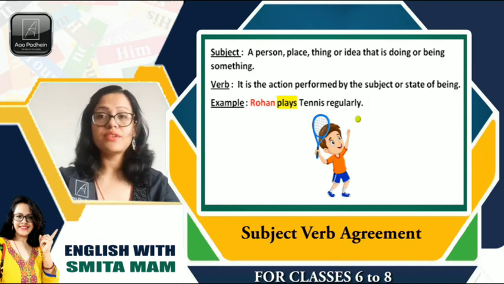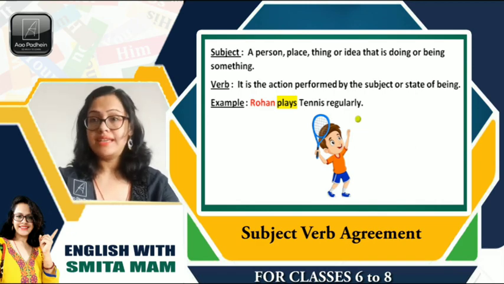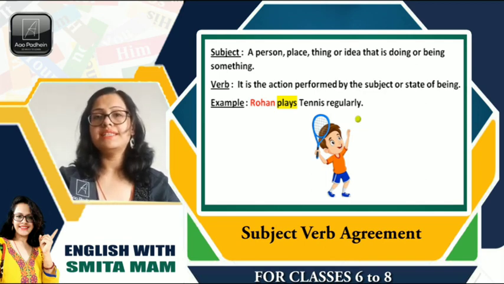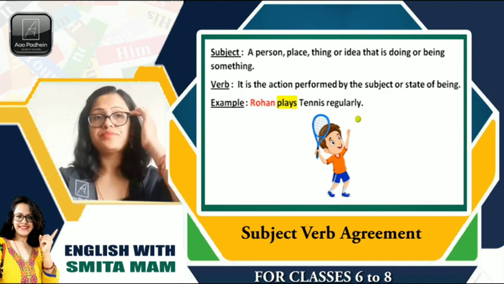Rohan plays tennis regularly. Now, to identify the subject in the sentence, ask who is performing the action here. Yes, it is Rohan. So, Rohan is the subject here. And to identify the verb, ask the question, what is the subject performing? Yes, it is playing. So, plays here is the verb in this case. So, we identify subject and verb in a sentence by asking these questions.